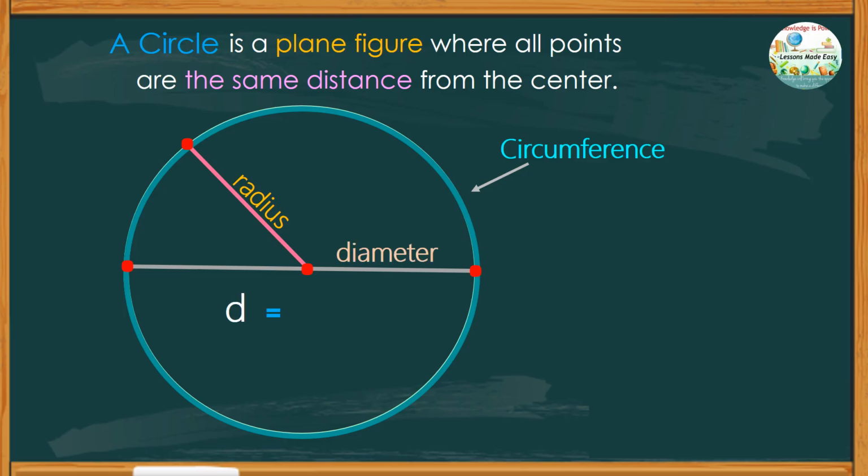The diameter is twice or two times the radius. If the radius is 4 meters, double this number means the diameter is 8 meters. Therefore, the radius is only half of the diameter, or radius equals diameter divided by 2. But how do we calculate for the circumference? Do you have any idea?